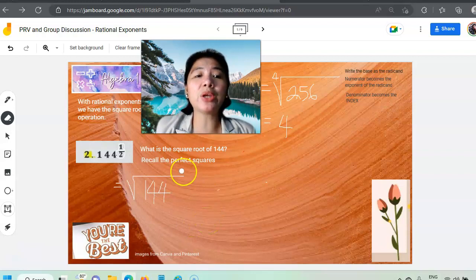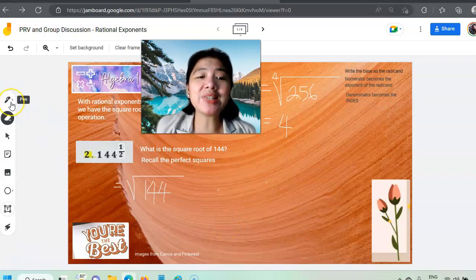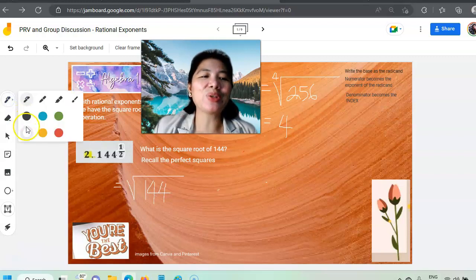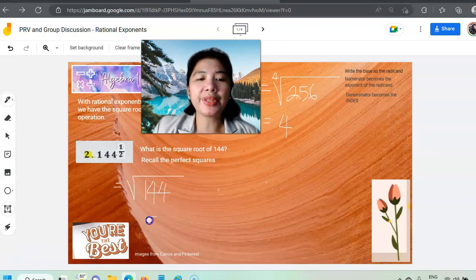So let's now recall our perfect squares. What number multiplied by itself is equal to 144? Make sure that you memorize the perfect squares. So the answer to this is 12.